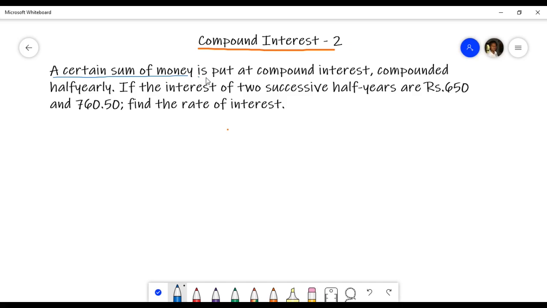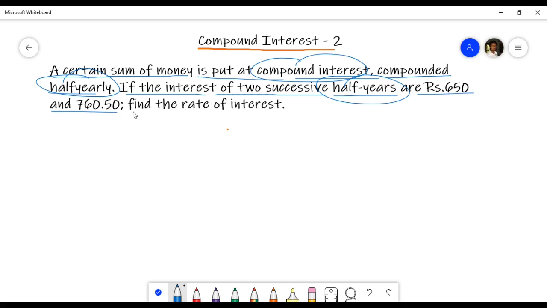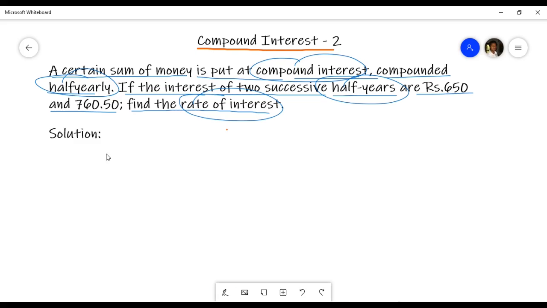Here is the second question. A certain sum of money is put at compound interest compounded half yearly. Now here it is compounded half yearly. If the interest of 2 successive half years are rupees 650 and rupees 760 and 50 paise, find the rate of interest. Let us see how we can solve this problem.